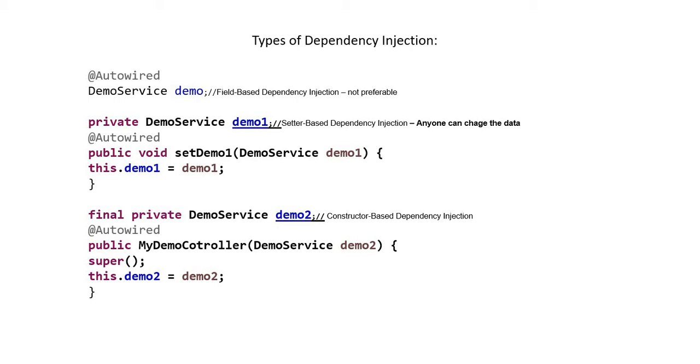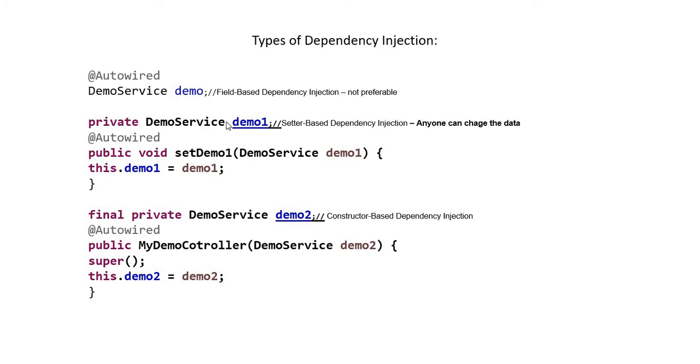And there are different types: one is by using a field, by using a setter, and by using a constructor. If you use a field, the field can be public and anyone can come and modify it, so this is not a preferable way of using autowiring. You should use either the setter way or the constructor. The drawback with the setter way is that your variable can be private, but anyone within the class can come and change it, right?